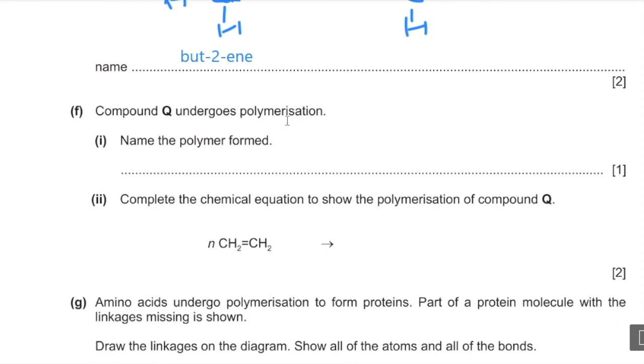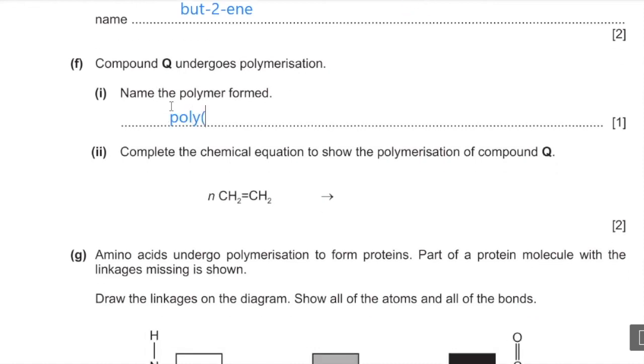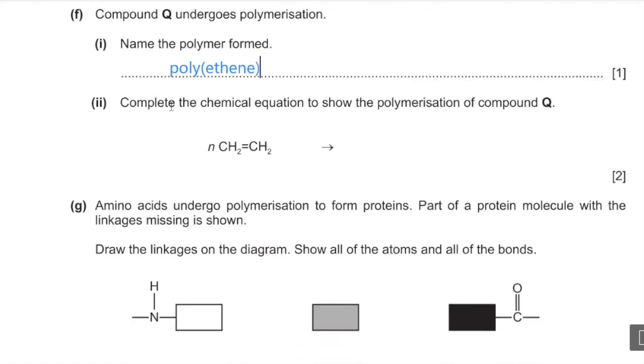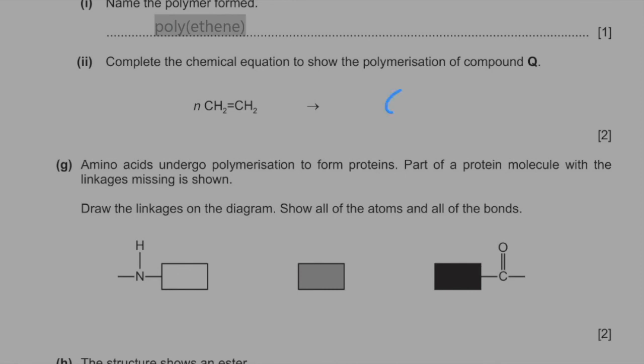F. Compound Q undergoes polymerization. 1. Name the polymer formed. Q is ethene, and it forms the polymer polyethene. 2. Complete the chemical equation to show the polymerization of compound Q. So the double bonds over here open up to give one single bond between the backbone chain, and then I'll write this n over here.